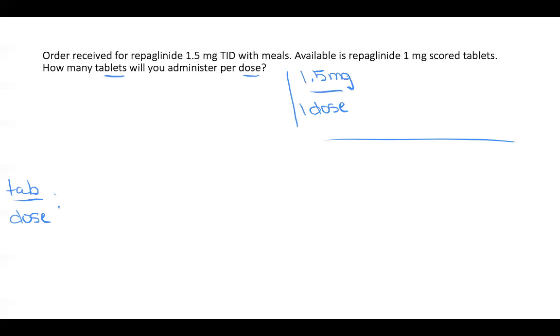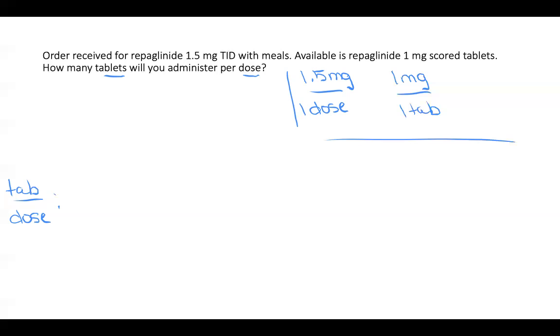All right, next is to look and see what we have available. Our problem says available is repaglinide 1 milligram scored tablets. So we're going to write that in our box, 1 milligram over 1 tablet. That means that every tablet of this medication contains 1 milligram of medication. Once we build our box, we can go ahead and start plugging our information into our problem. That's step 3.